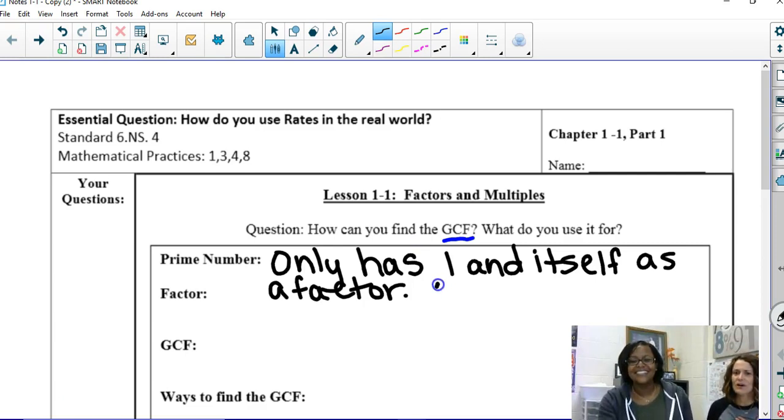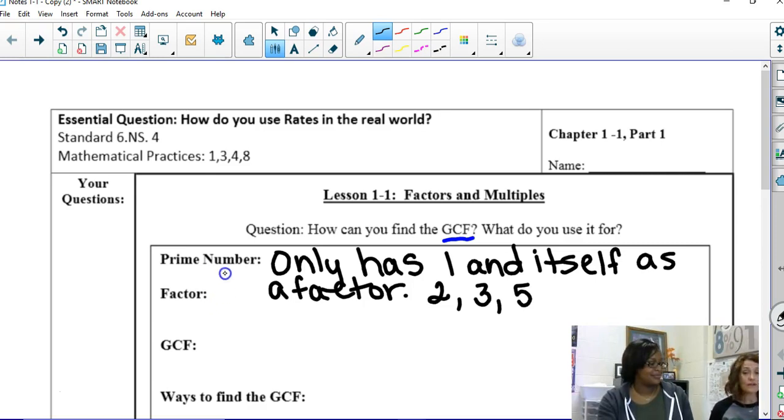So is 2 a prime number? Yes, because it has 2 and 1. Is 3 a prime number? Yes, because it has 3 and 1. Is 5 a prime number? Yes, because it has 5 and 1. The reason that's important is that when we're looking at the factors of prime numbers, there are only 2.